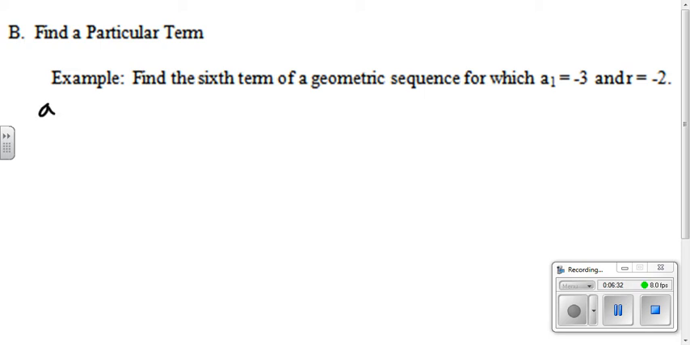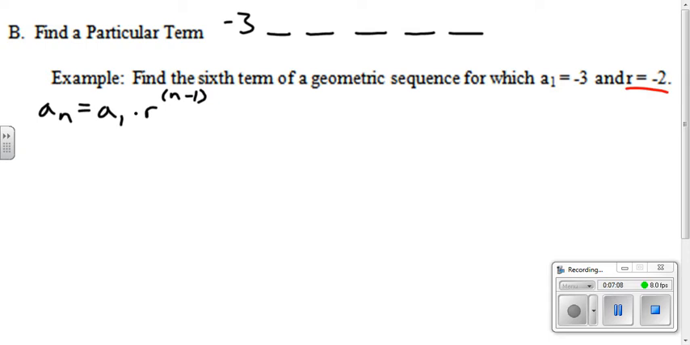We just found out that a sub n equals a sub 1 times r to the power of n minus 1. Now we're going to use that to find out the sixth term of a geometric series, or sequence, for which a sub 1 is negative 3 and r is negative 2. Now, we could have done a sub 1 is negative 3, and we need to know the sixth term, so 2, 3, 4, 5, 6, and just multiplied it by negative 2 each time.